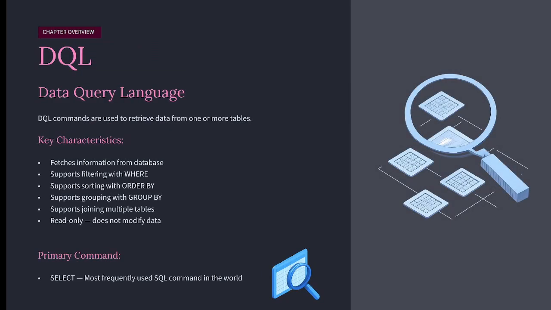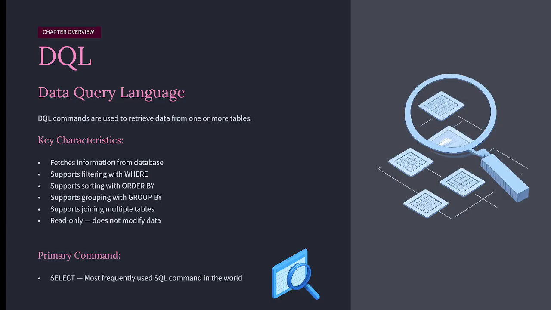So fourth we have DQL, Data Query Language. DQL commands are used to retrieve data from one or more tables. The key features of DQL are: fetching information from databases, supporting filtering with WHERE, sorting with ORDER BY, grouping with GROUP BY, joining multiple tables, and being read-only, so it does not modify the data.